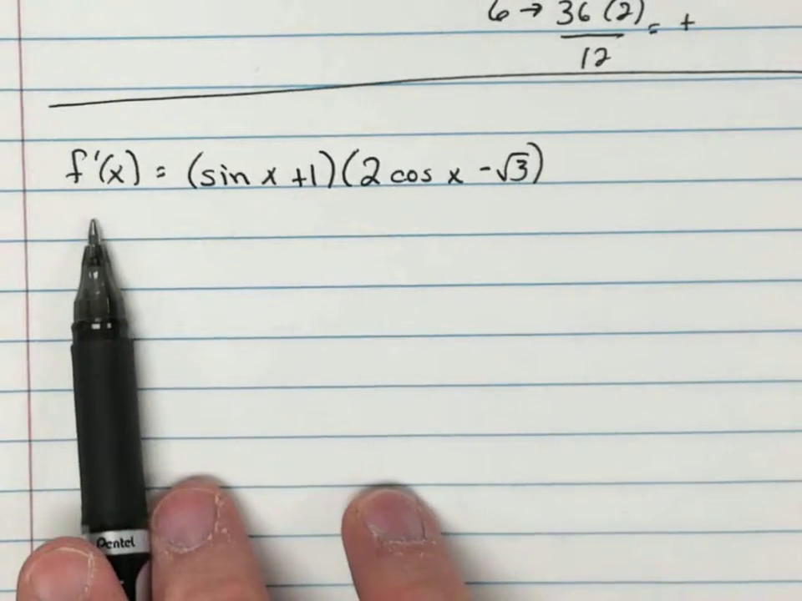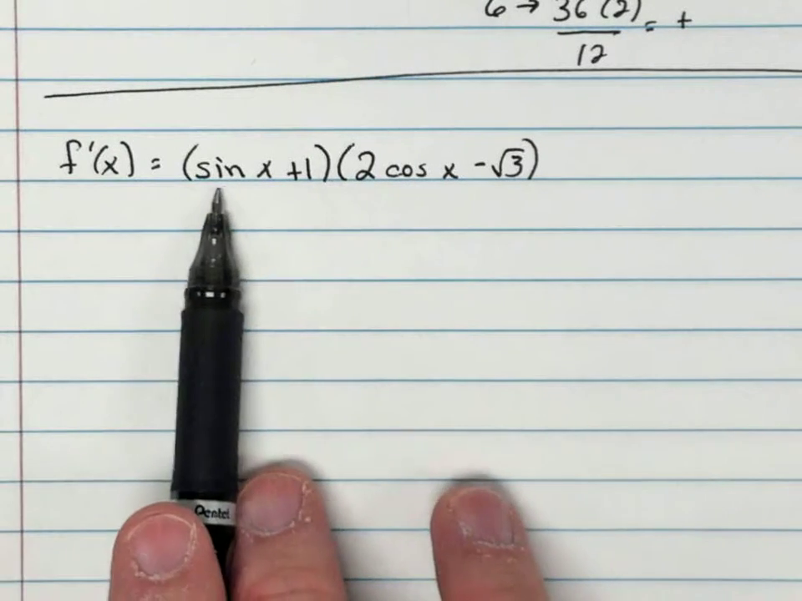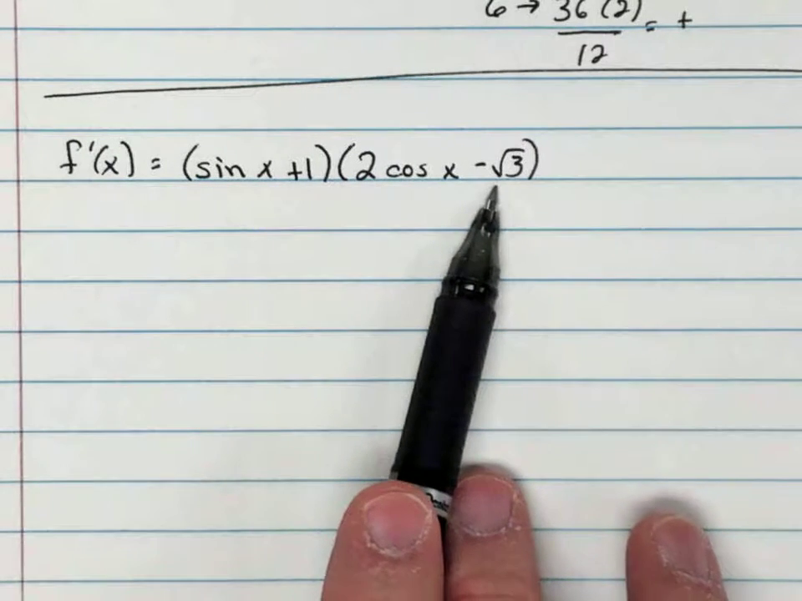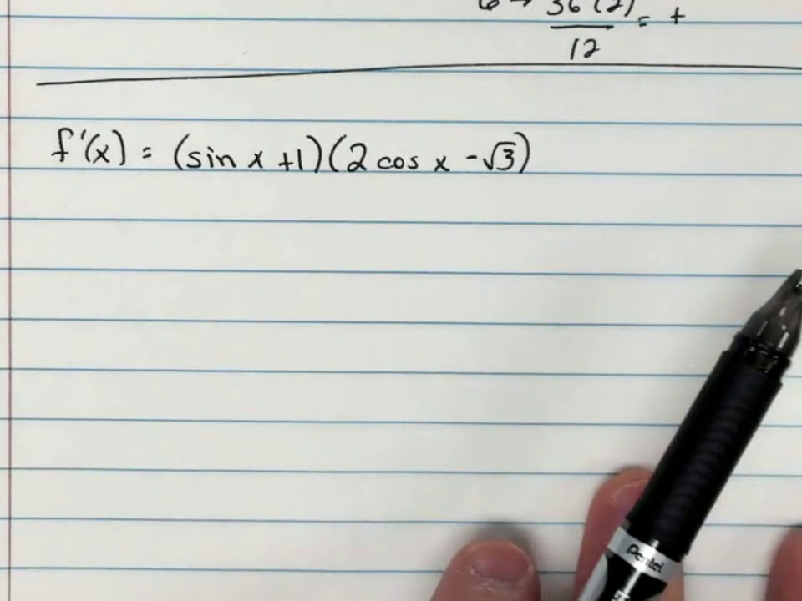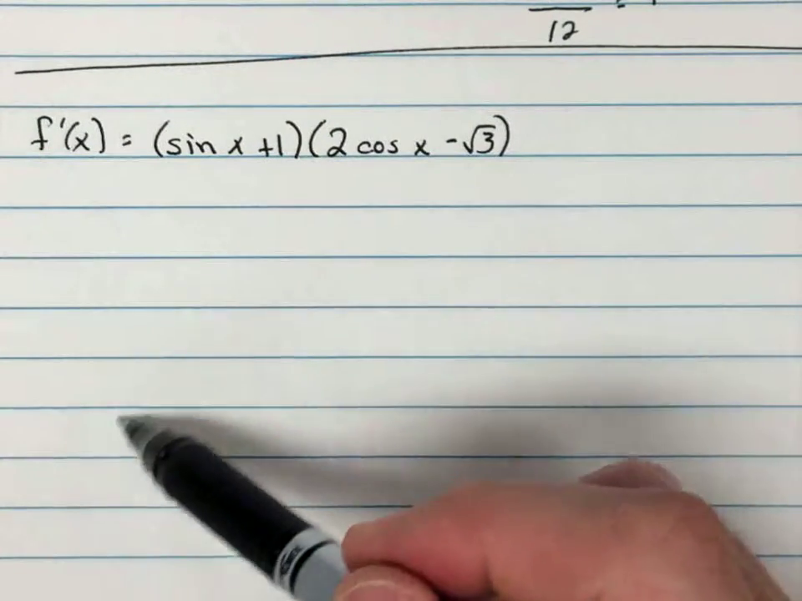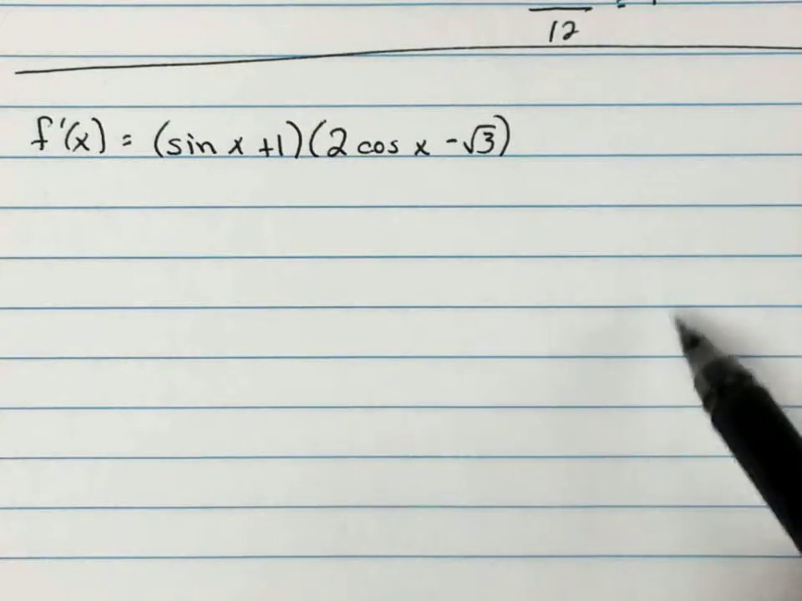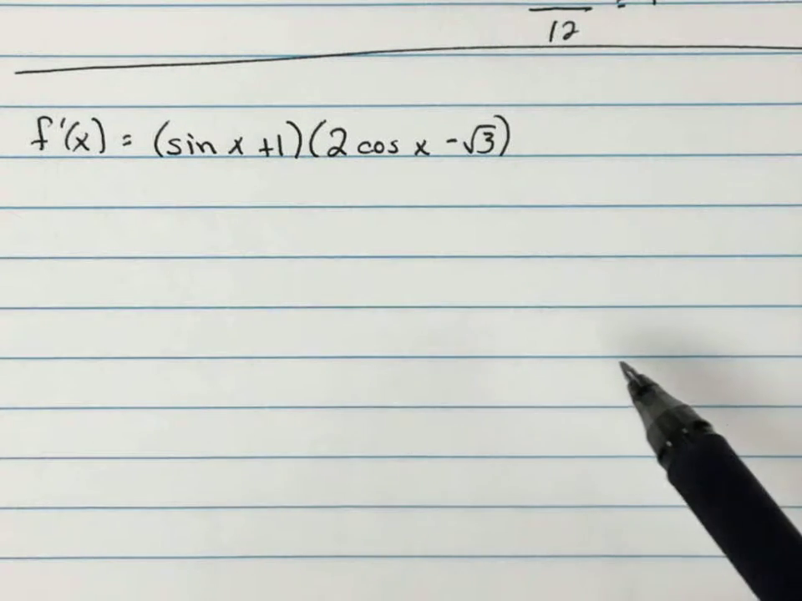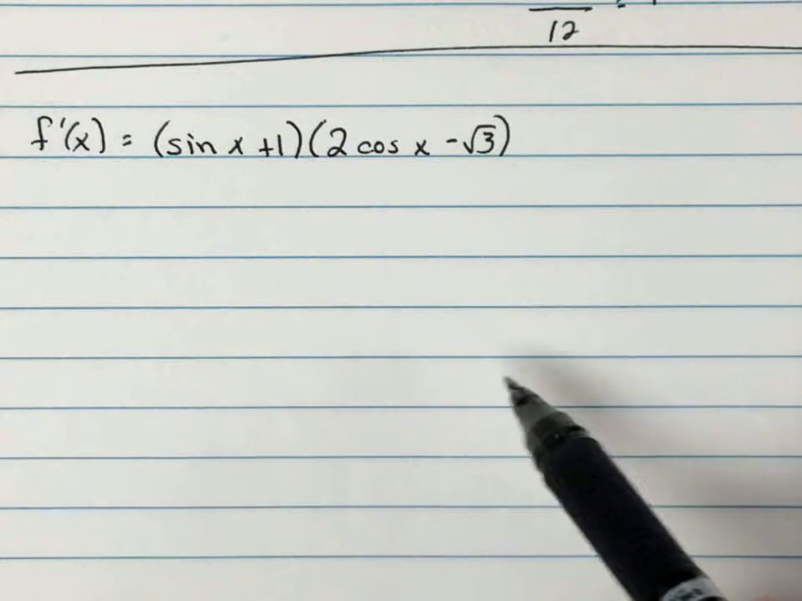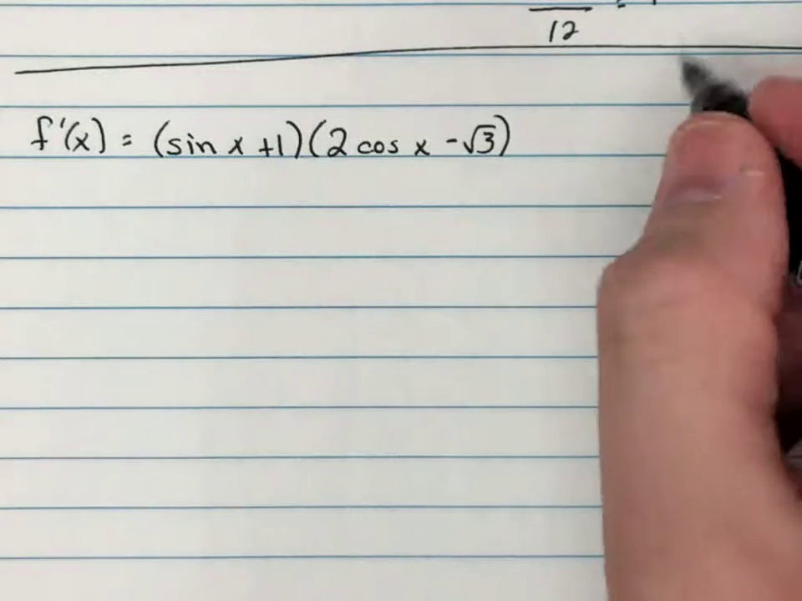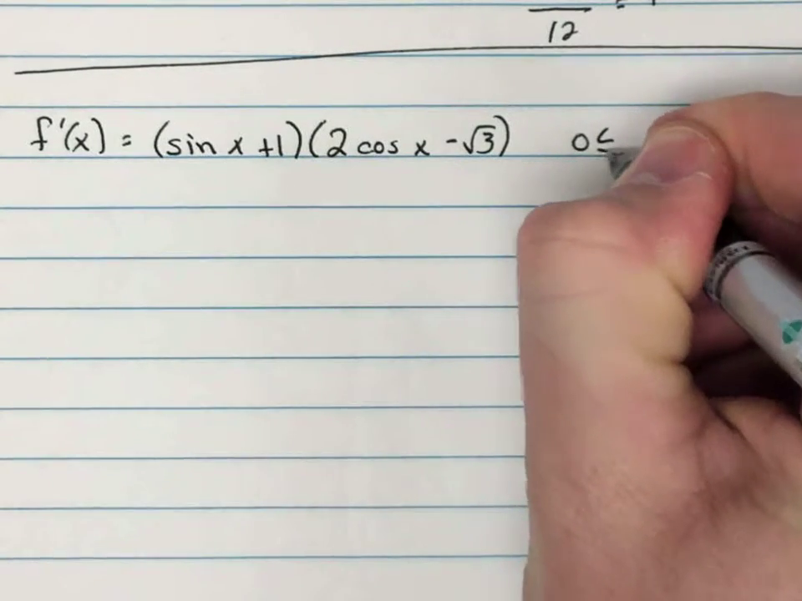It says again, f prime of x on this one, f prime of x is equal to sine of x plus 1 times cosine x minus root 3. Now, we know that sine and cosine are both periodic functions, and this would have so many possible critical points and local maxes, local mins. So they're going to have to give you an interval on these.